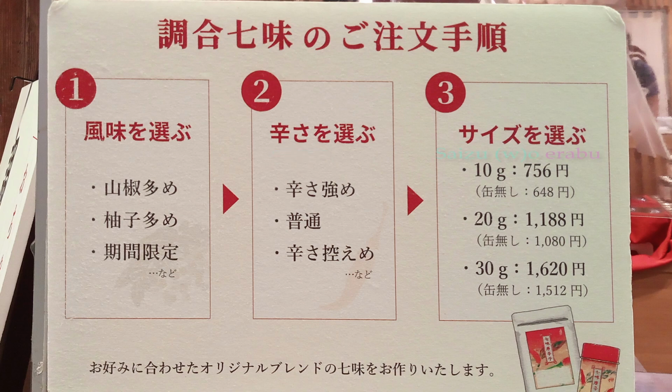Step 3. Saizu o erabu. Size is just the English word size. So they want you to choose the size. And then they mix it all up for you.